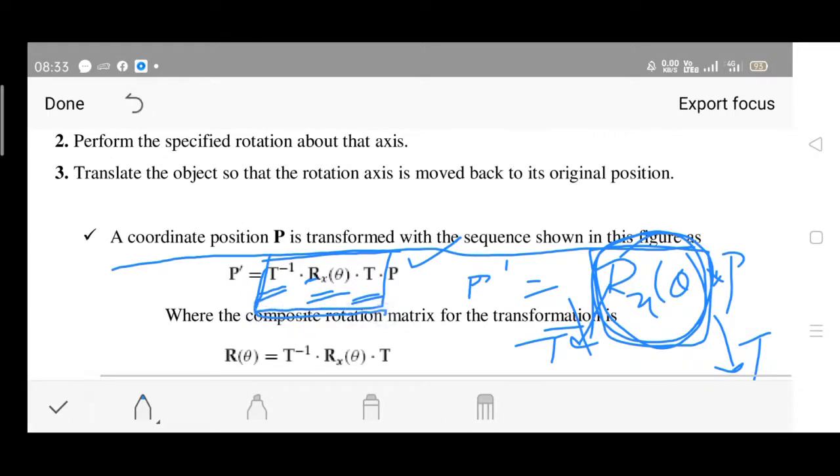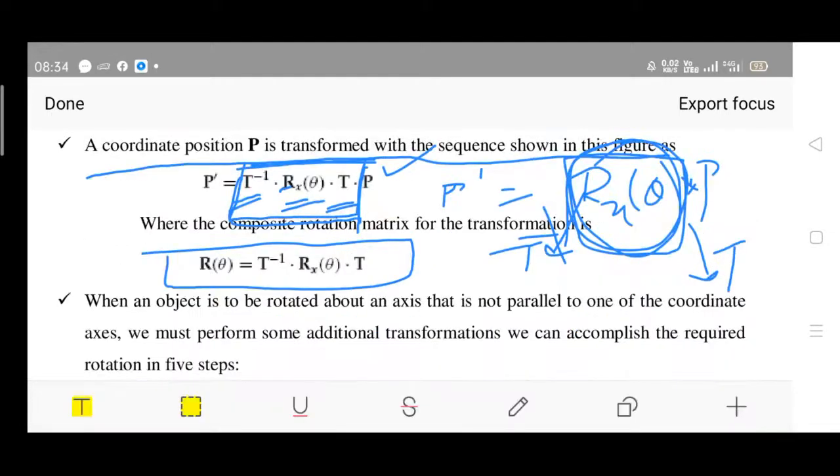Okay, the entire term, that is what I have marked in the box, see this box: T inverse in multiplication with Rx of theta in multiplication with T can be written as, say, R of theta in general. That is for the substitution purpose or the simplification purpose.